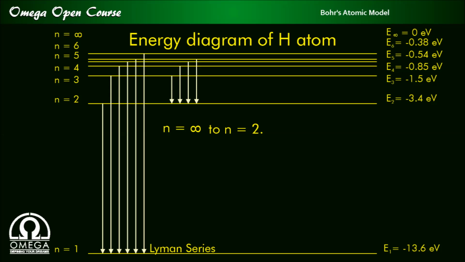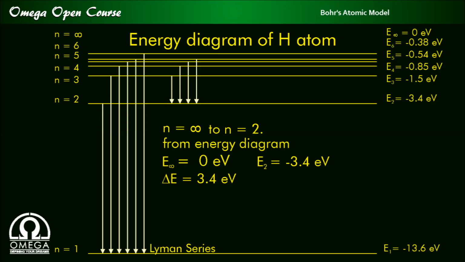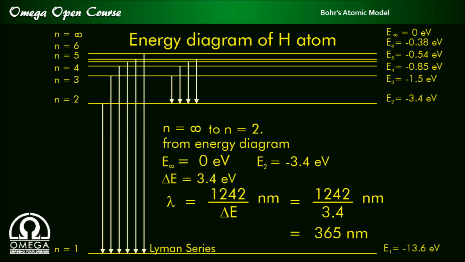Now let's calculate the wavelength for transition from n = infinity to n = 2. E infinity is equal to 0 electron volt and E2 is equal to minus 3.4 electron volt. Therefore, delta E is equal to 3.4 electron volt, and hence lambda is equal to 1242 by 3.4, which is equal to 365 nanometers. And the corresponding line is as shown.